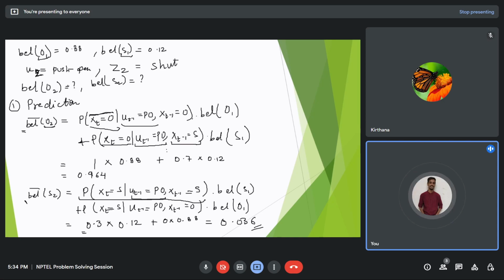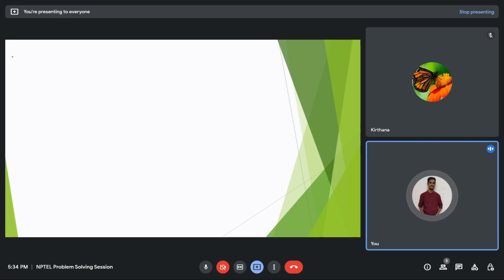But now I'm saying that the sensor reports that it is shut. So after you have your sensor measurement, that is when you apply your correction or measurement update. You can call it either of the two, measurement update or correction step.